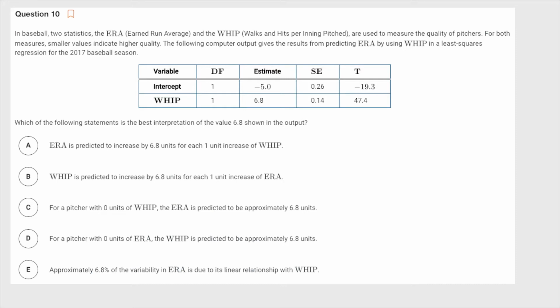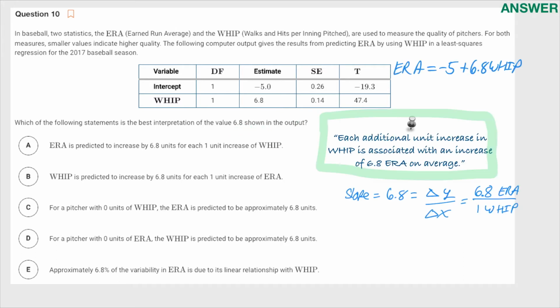Next question gives you output from regression and asks you to interpret the value of 6.8 from the table above. 6.8 appears in the variable row, not the intercept row, so we know that -5 is the y-intercept and 6.8 is the slope. The sentence you should have memorized is that each additional unit increase in the x is associated with an increase of the slope value in the y. So slope is 6.8, or delta y over delta x.